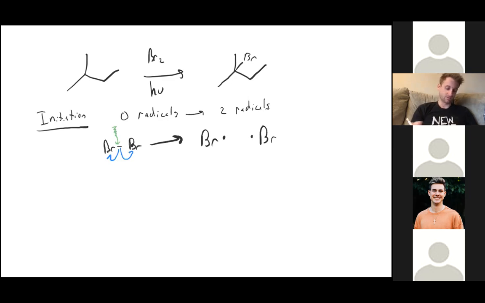Our next step is going to be what's called propagation, and this is where we're going to make our product. So propagation is really the most important step. We are both going to make our product as well as remake our starting radical through this process in order to continue doing this. Ideally, initiation only happens a couple of times, and then propagation is the cycle that runs through the entire thing. So if you looked here, we had 0 radicals. If you look here, we end up with 2 radicals.